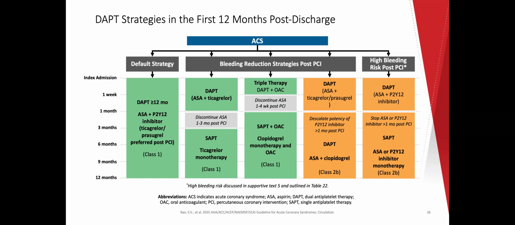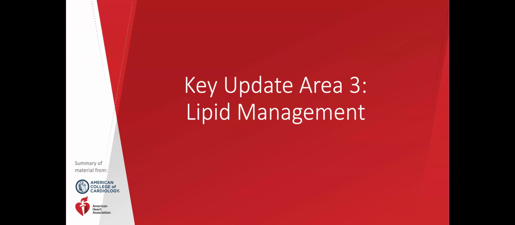In the middle column, for ACS patients who have a need to be on an antithrombotic, triple therapy with the antithrombotic, P2Y12 inhibitor and aspirin can be transitioned to single antiplatelet plus antithrombotic anywhere between 1 to 4 weeks post PCI. It's class 1. And credit to American Heart Association for contributing this slide. That covers the updates regarding DAPT.